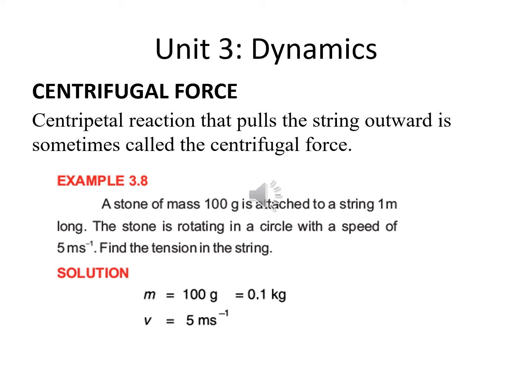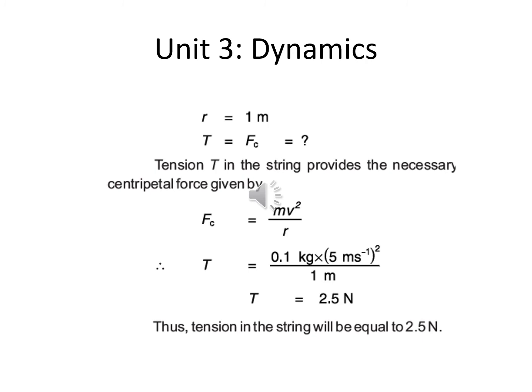Example 3.8, which is related to this topic. A stone of mass 100 gram is attached to a string 1 meter long. The stone is rotating in a circle with a speed of 5 meter per second. Find the tension in the string. So mass is given, which is 100 gram. First of all, we have to convert this mass into kg, so we divide 100 by 1000. We get 0.1 kg, and velocity is in SI units, so we write it as it is, v equals 5 meter per second. Now r equals 1 meter.